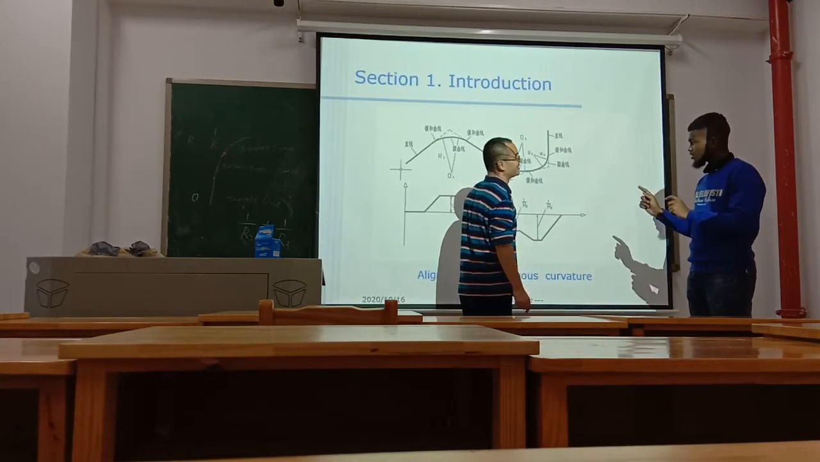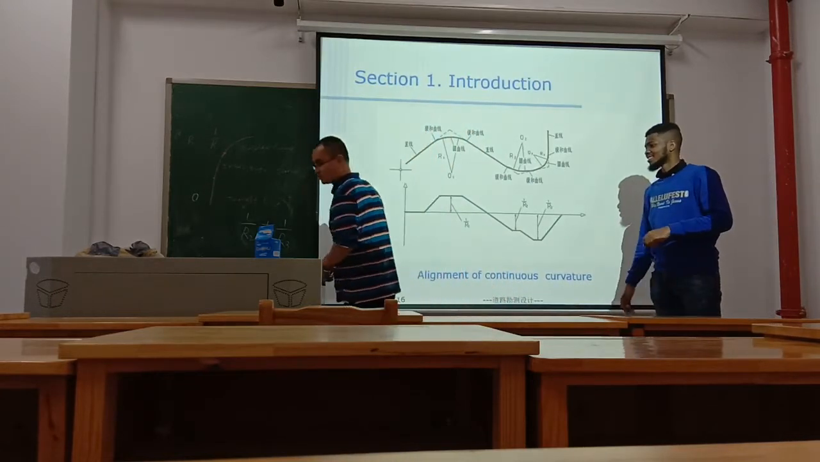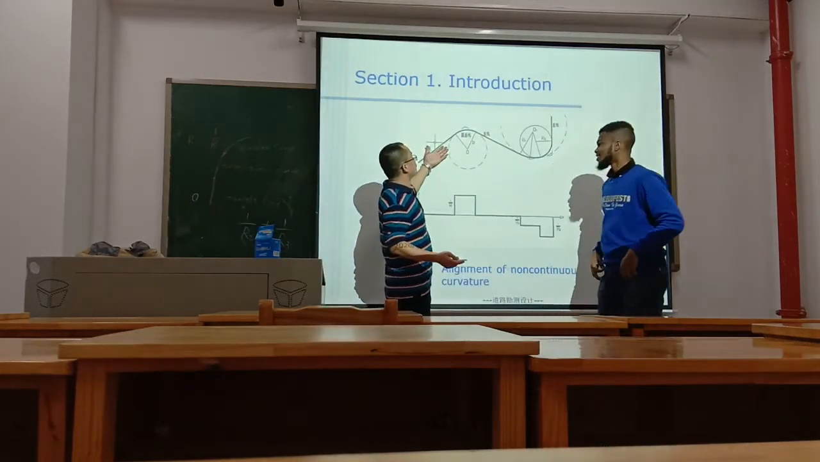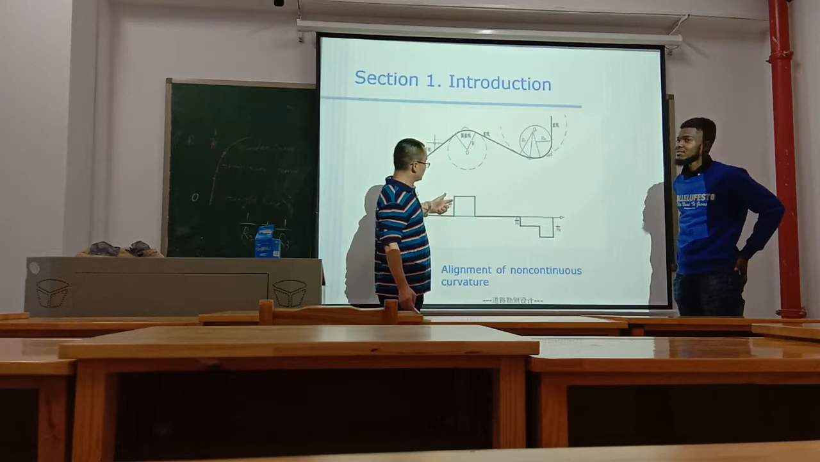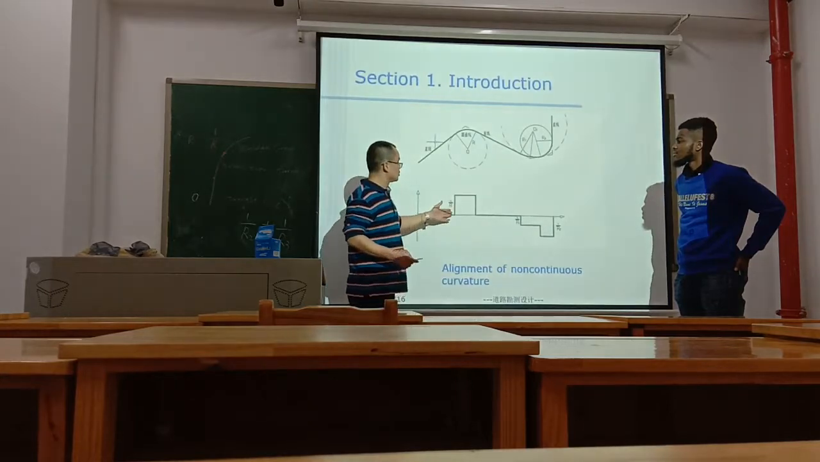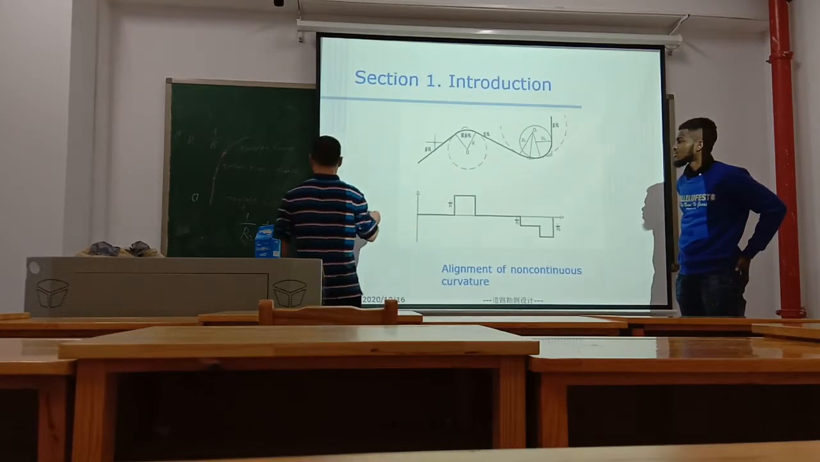Now, the first image before this image. No transition curve. So this is a straight line, and this is not continuous because at this point there are two coverages. One is 0, the other is not.